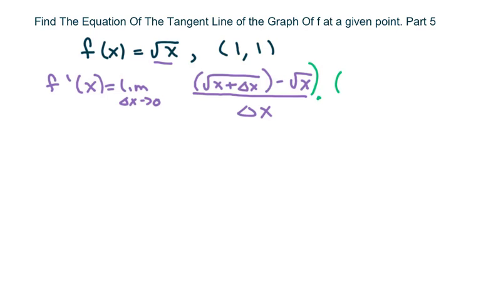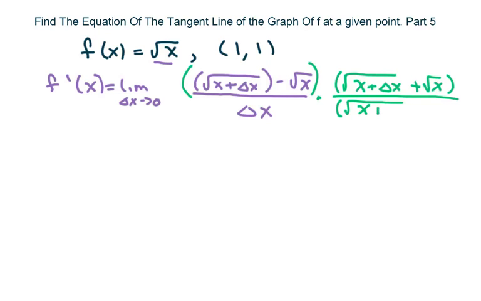So we're going to multiply this whole thing by the conjugate, square root of x plus delta x plus square root of x. And we're also going to have to multiply the denominator by the same thing. Basically, you should know this is like a minus b, and this is a plus b.